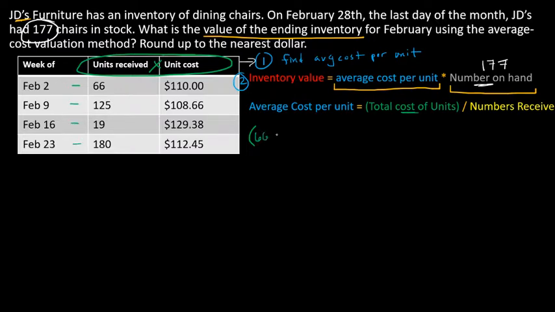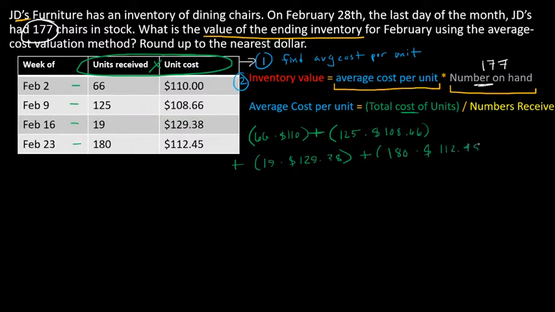So I have 66 units worth 110 each, and then I'm going to add that. Notice that I'm separating these phrases by addition. I'm going to add that to my 125 units at 108.66 a piece, then I'm going to add that to 19 times 129.38, and I'm going to add that to 180 times 112.45, okay? So simplifying and then adding each of these pieces together is going to tell me the total cost of all of my units.